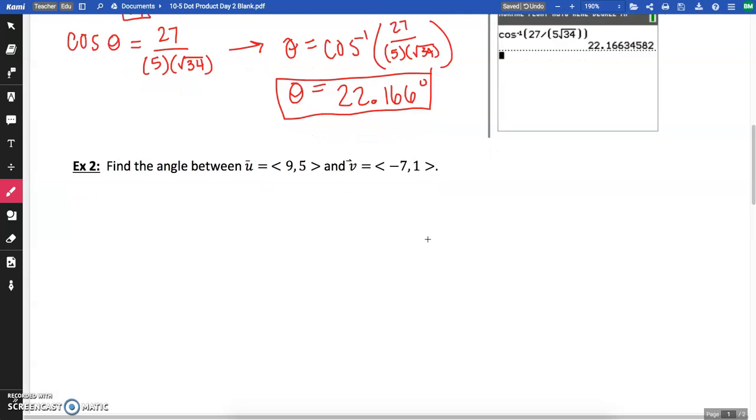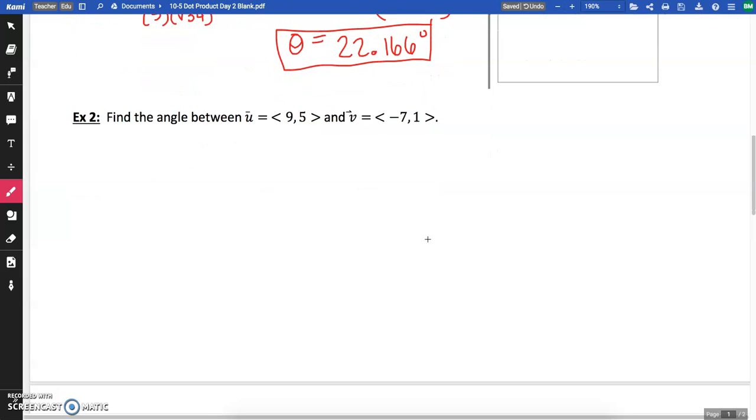All right, let's look at another example. We're finding the angle between U and V. So start by finding the dot product and the two magnitudes. So I'll lay it out here. You're going to do U dot V, and then over here you can do the magnitude of U and the magnitude of V. So do those on your own, and then check your answers here.